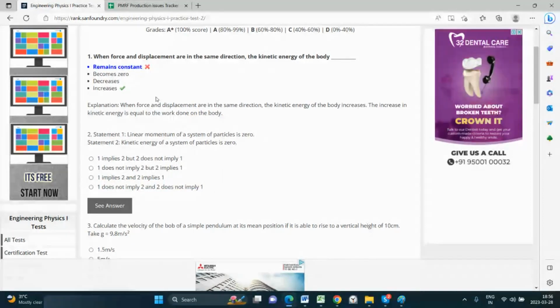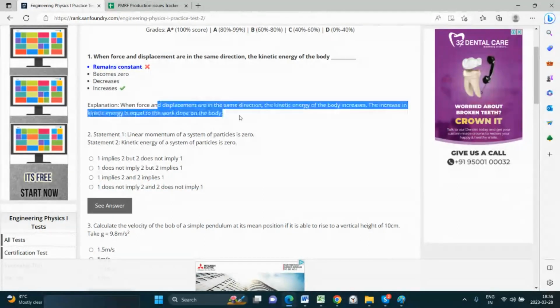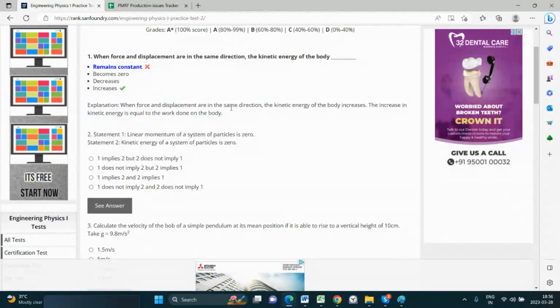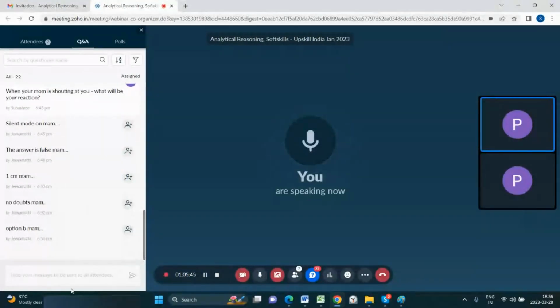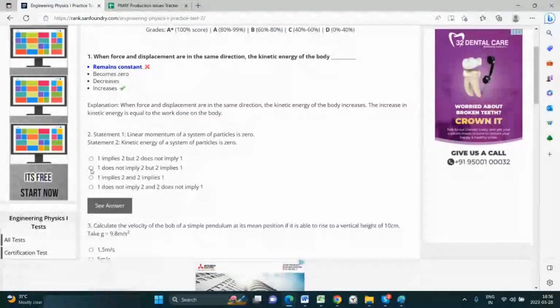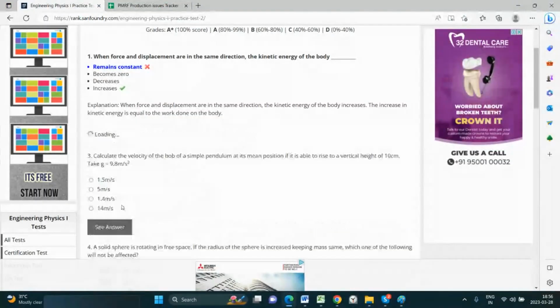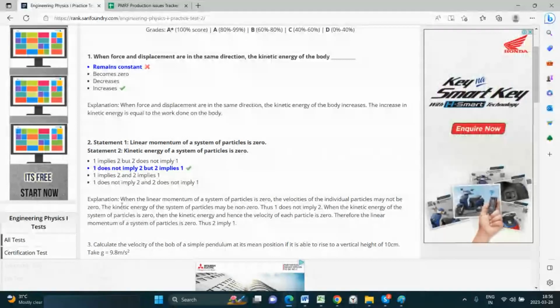You can say that based on this particular question. Answer. Which is right? Option B. One does not imply 2, but 2 implies 1. Very good.